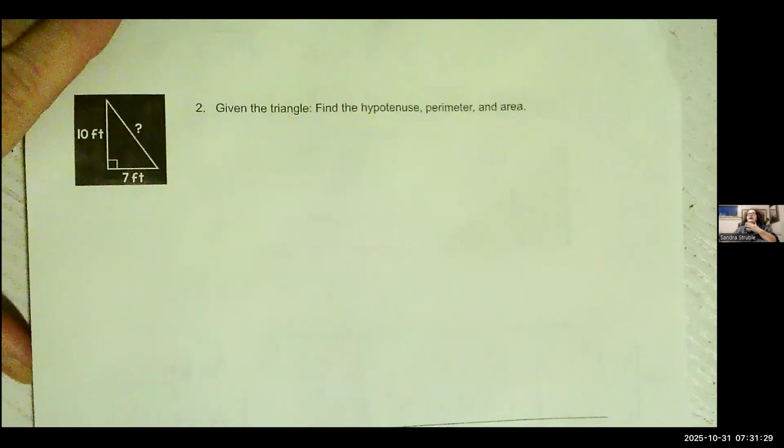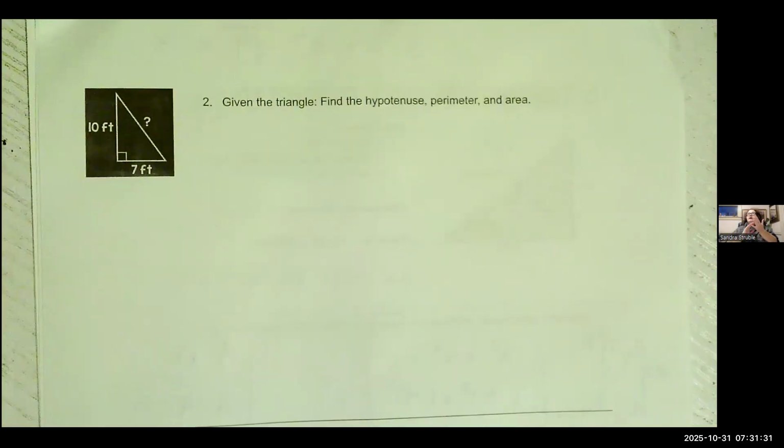All right. I would like for you to pause this and attempt this yourself. At least start with the area. Attempt the hypotenuse if you can. If not, come back and watch me do it. Get as far as you can. And then if you can find the hypotenuse, go find your perimeter and then come back and see how you did. I'm going to start with the area because that's the easiest.